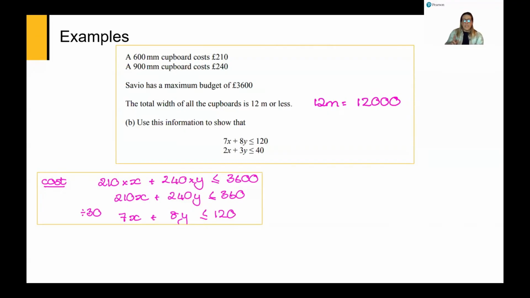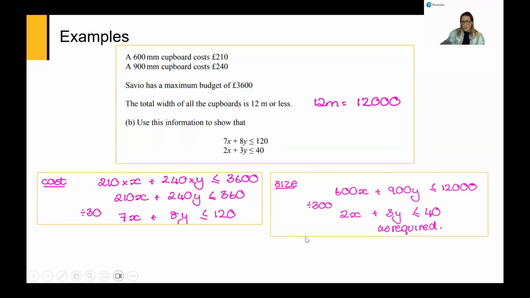So we know that the 600mm cupboards are 210, represented with a variable of X, and then we have the 900mm cupboards at 240, variable Y. So the cost is 210X plus 240Y has to be less than or equal to 3600, because we have divided by 10. We divide that back through by 30, and then we've got 7x plus 8y is less than or equal to 120. So the cost is defined.